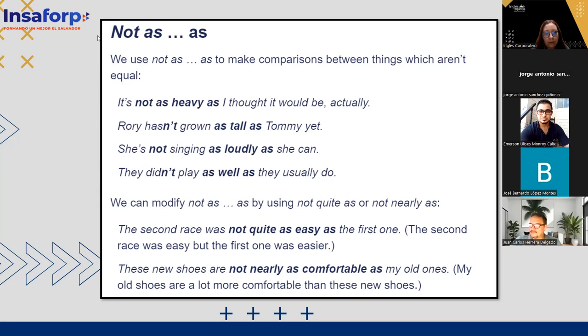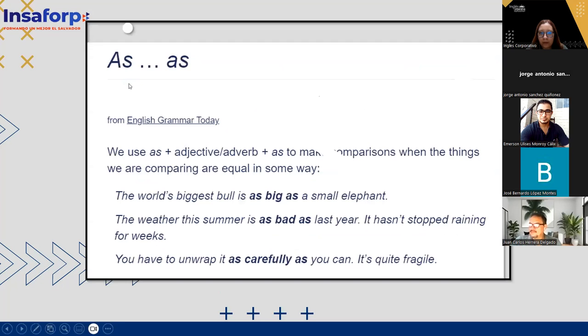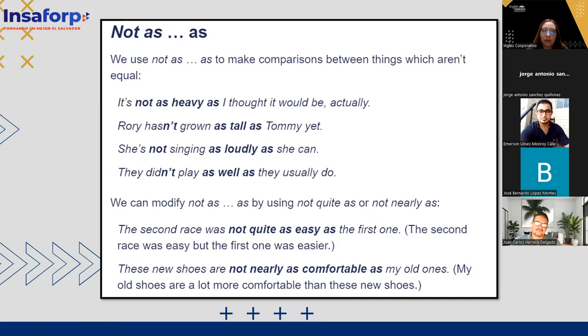All right. So, again, the other one uses as, adjective, as, to express equality, right? Something is equal to the other. And this one we're expressing that something is not as similar to the other. Right? It's the negative version. For example, it is not as heavy as I thought it would be. Rolly hasn't grown as tall as Tony yet. She's not singing as loudly as she can. They didn't play as well as they usually do.